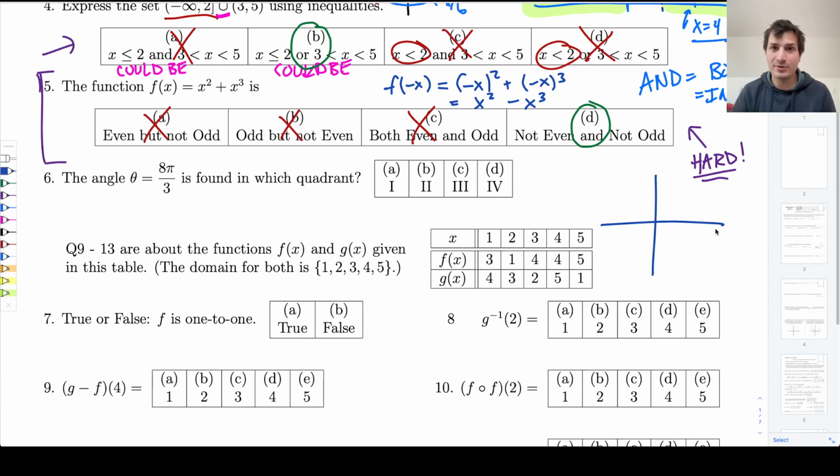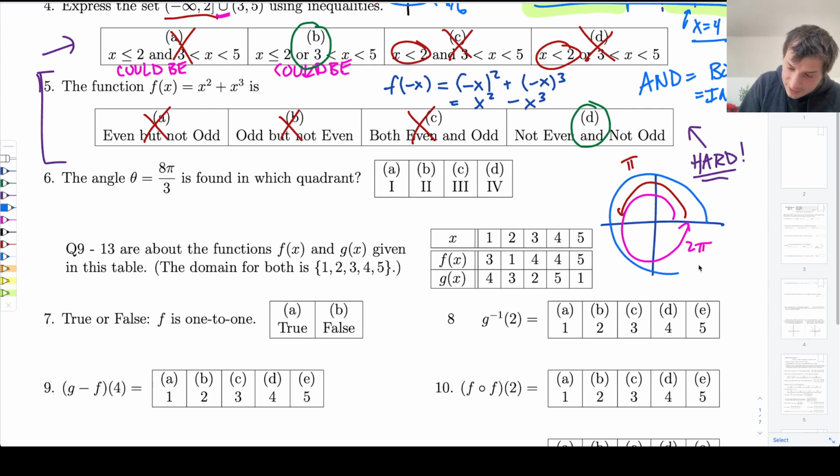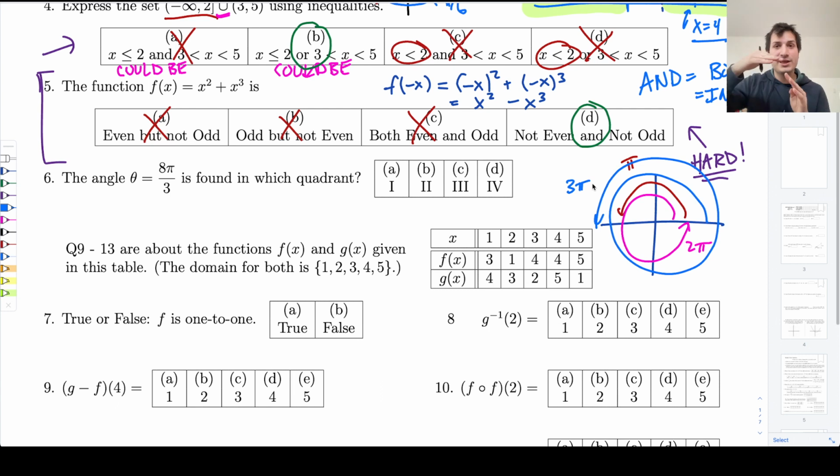So 8 pi by 3, I'm thinking in terms of going around the quadrants, and 180 degrees is pi. 360 degrees going all the way around, that's 2 pi. And then you keep going, that's 3 pi. So pi is 180, 2 pi is 360. What's the next, like skateboarding trick? A 540, I guess, is you do a 360 and then 180 more.